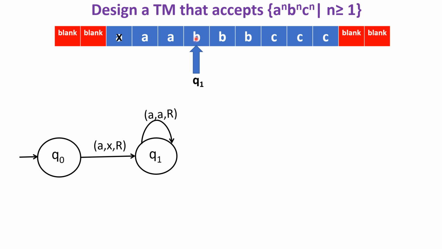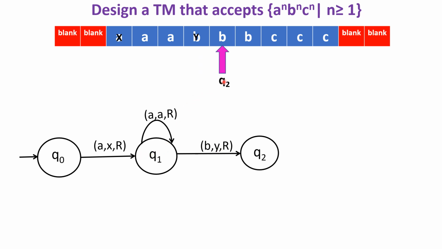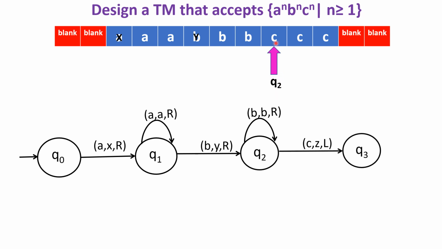Once you get a B, B is replaced as Y. The state is changed from Q1 to Q2 and move towards the right. Keep B as it is and go on moving towards the right until we get the first C. Once we get a first C, C is replaced as Z. The state is changed from Q2 to Q3 and move towards the left until we come across a first A.